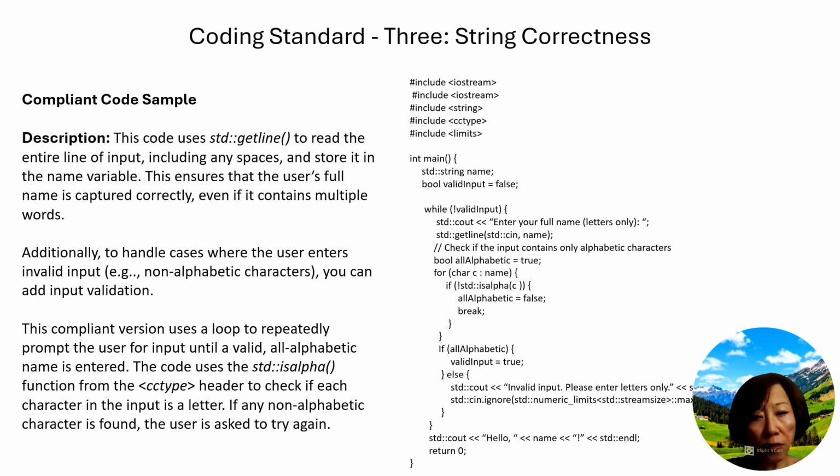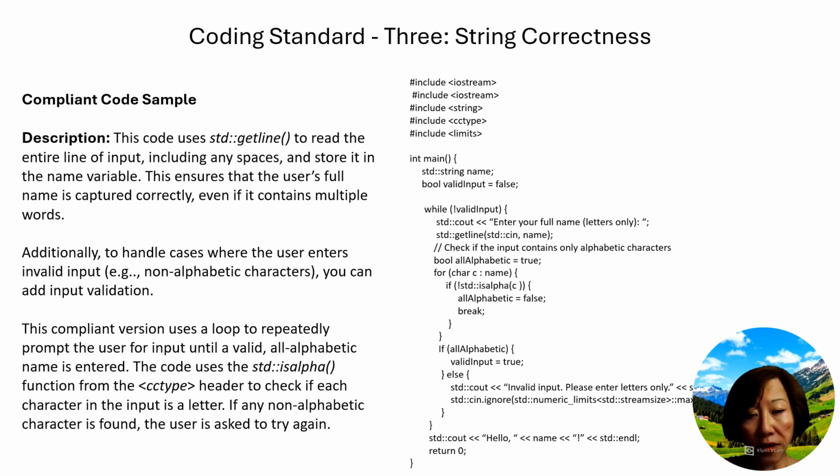So this compliant version also uses a loop to repeatedly prompt the user for input until a valid, all-alphabetic name is entered. The code uses std::isalpha to make sure that you entered an alphabet letter or not, right? So isalpha returns a boolean to tell you true or false: is this an alphabet letter? To use that, you need to include the cctype header to check if each character in the input is a letter. If any non-alphabetic character is found, the user is asked to try again.